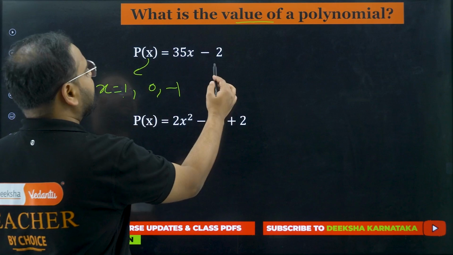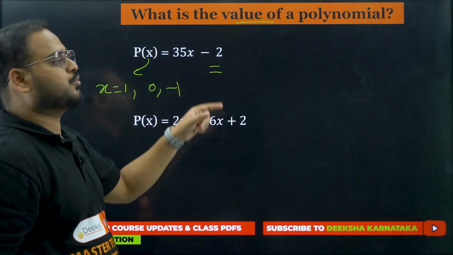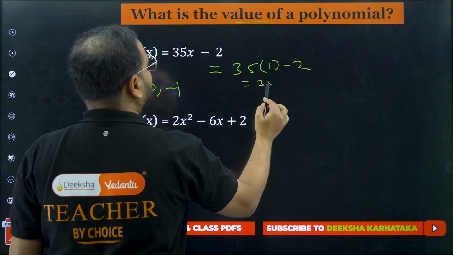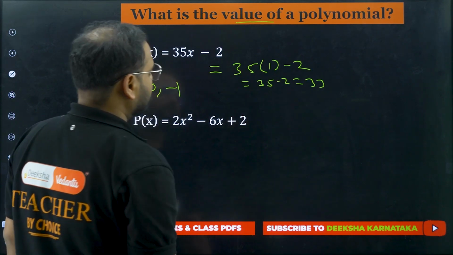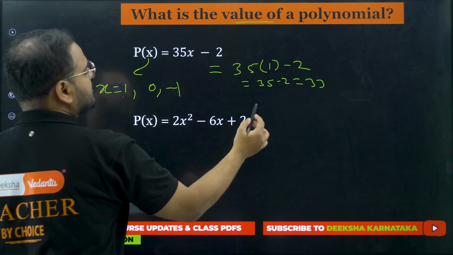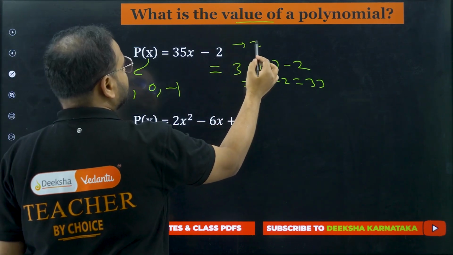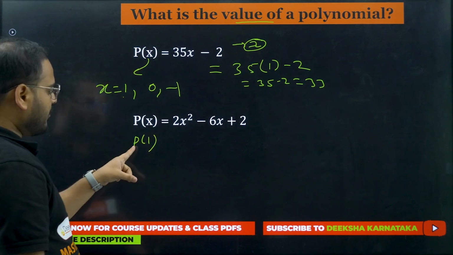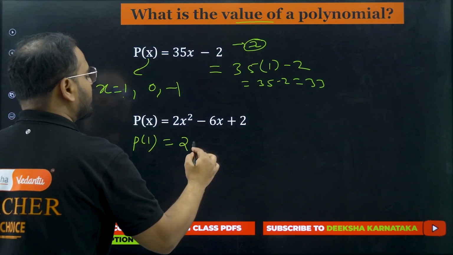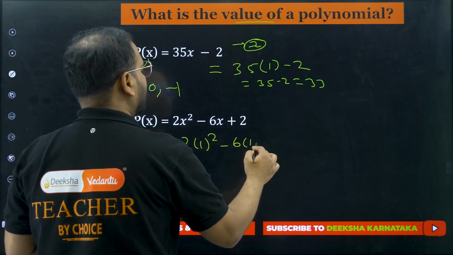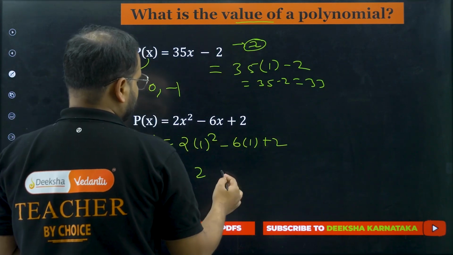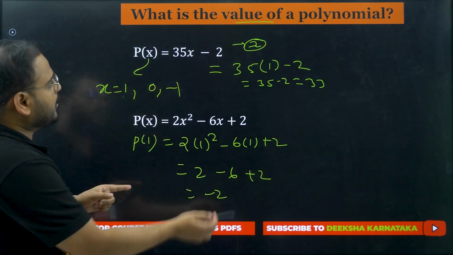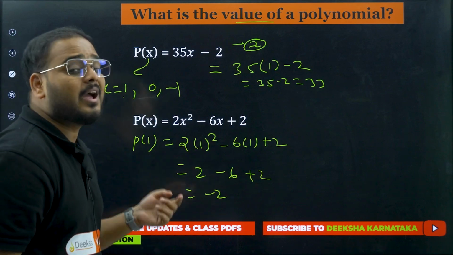Let's take 1. I've taken an example here: 35x minus 2. 35 times 1 minus 2, that is 35 minus 2, which is 33. If I take 0, the answer would be simply minus 2. Likewise, for the second one, p of 1 will be 2 times 1 square minus 6 times 1 plus 2. 2 minus 6 plus 2 is simply minus 2.